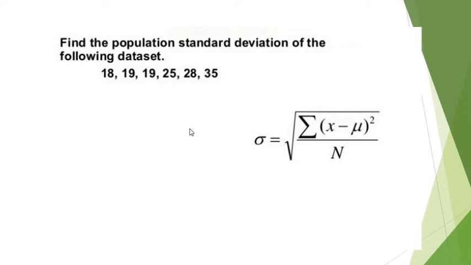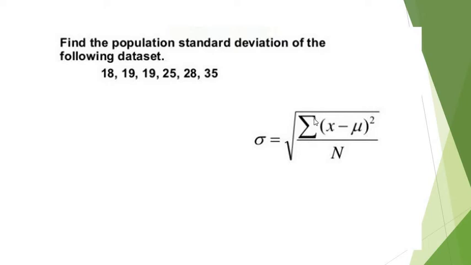Now, to calculate the population standard deviation, we need a formula. And the formula, as you can see right here, has a lowercase sigma. This symbol represents the population standard deviation, which will give us an actual numeric value. It is the lowercase sigma, and it is the standard deviation of all values in a population.